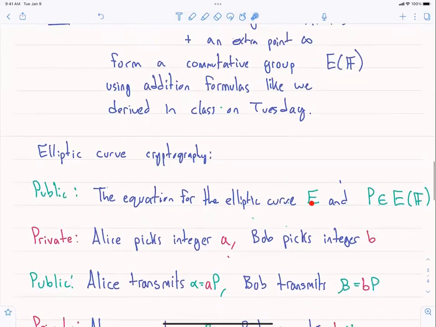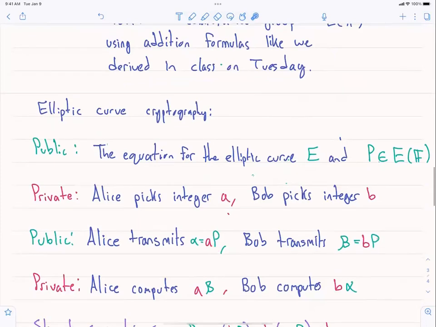Okay, so your elliptic curve and the point P on it are public. Privately, Alice is going to pick some integer a, and Bob is going to pick some integer b. Then Alice transmits a times P, where you add P together a times, using each time the group law on the elliptic curve.